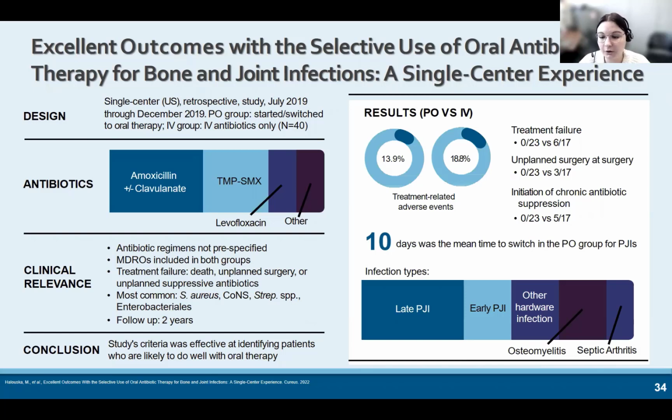The trial concluded that their criteria used to identify patients who would be successful at switching to oral antibiotics was effective. And looking at how there were no reported primary outcomes in the oral group, those differences in the outcomes could be due to the recurrent infections not being included in the oral group, but only included in the IV group. So that could also lead to the differences in outcomes as well. So something to keep in mind when looking at this trial.